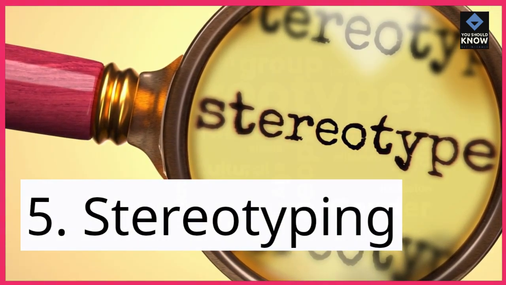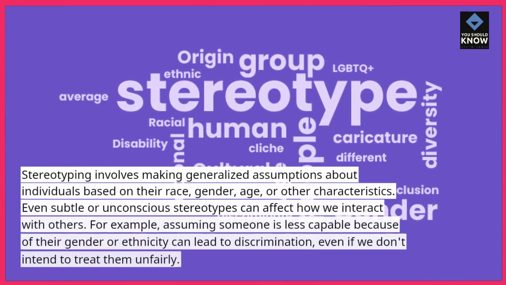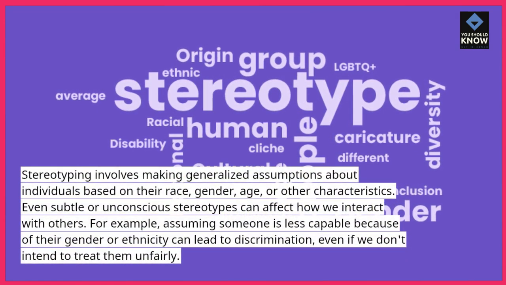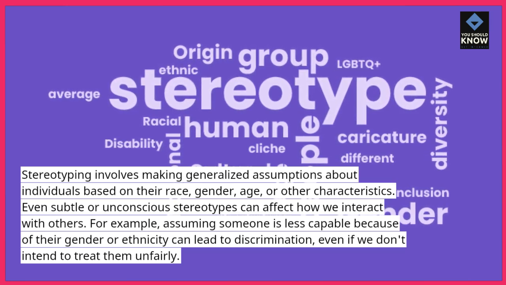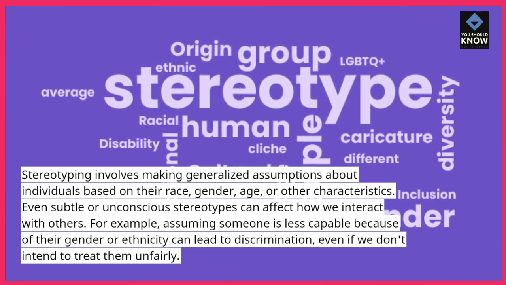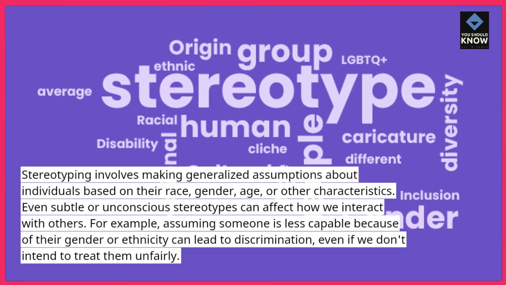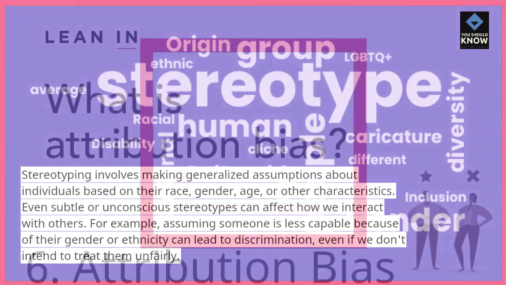5. Stereotyping. Stereotyping involves making generalized assumptions about individuals based on their race, gender, age, or other characteristics. Even subtle or unconscious stereotypes can affect how we interact with others. For example, assuming someone is less capable because of their gender or ethnicity can lead to discrimination, even if we don't intend to treat them unfairly.